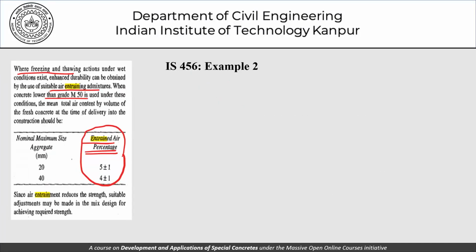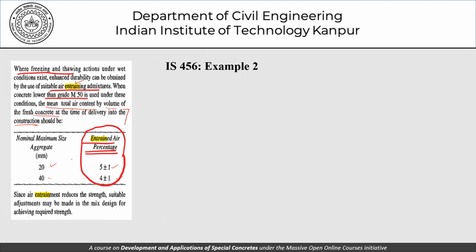Another example, again from IS 456, clearly says that where freezing and thawing actions under wet conditions exist, enhanced durability can be obtained by using suitable air entraining admixtures. When concrete lower than M50 is being used under these conditions, the mean total air by volume of the fresh concrete at the time of delivery into construction should be given here. So if the maximum aggregate size is 20, it's 5 plus or minus 1. If it's 40, it's 4 plus or minus 1. It also says that since air entrainment reduces the strength, suitable adjustment may be made in the mix design to achieve the required strength.